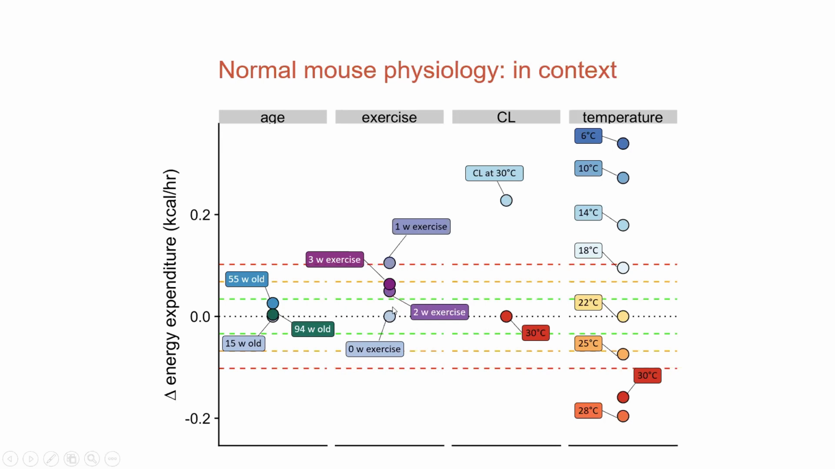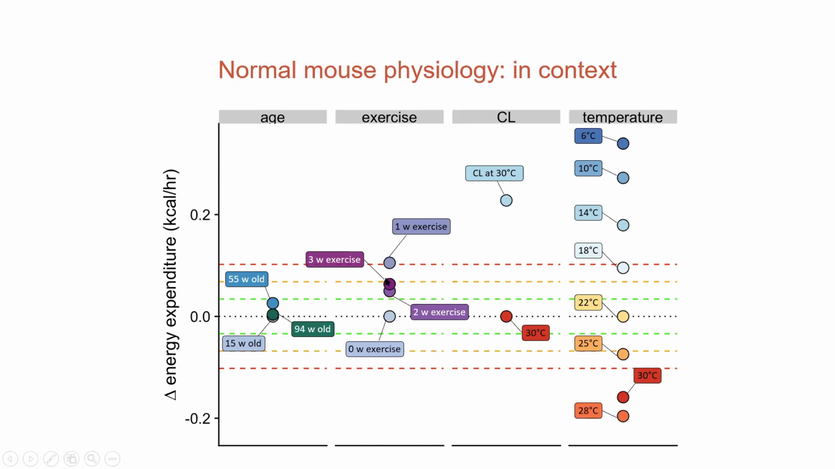Exercise, here non-exercise mice, these are given voluntary running wheels. In 1 week, you get a 3 standard deviation effect on energy expenditure, which goes down by 2 or 3 weeks. So this is a transient effect.